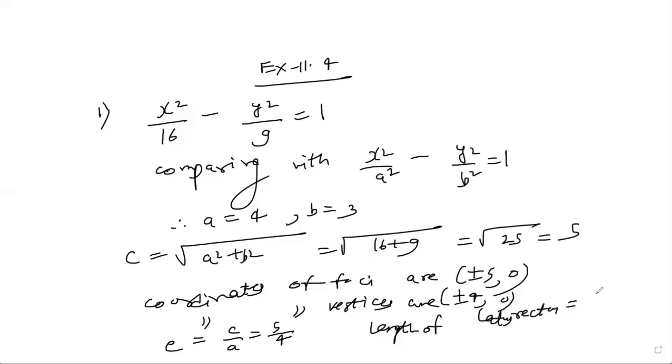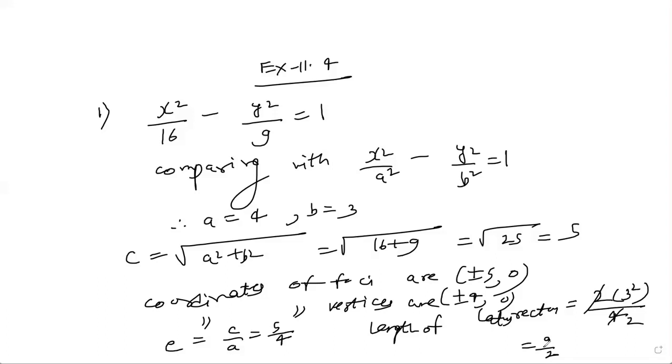So it's going to be 2b squared. So it's 2 into 3 squared divided by a, that is 4, right? So we can cancel this. So we are getting it as 9 by 2. So that is how, if the equation of the hyperbola is given, we can find the required details. This is one type of question.